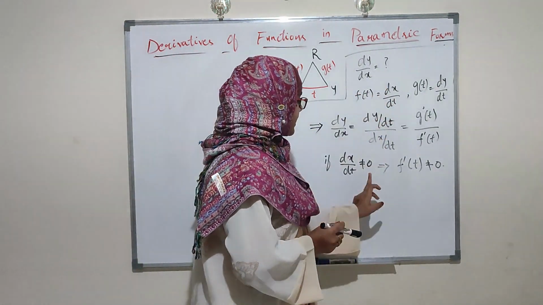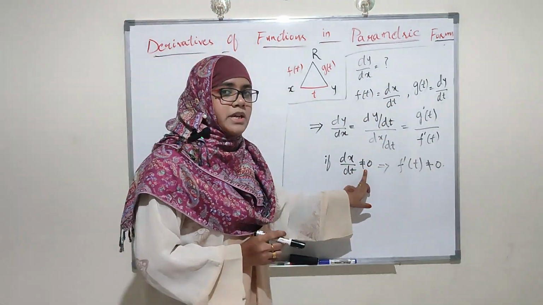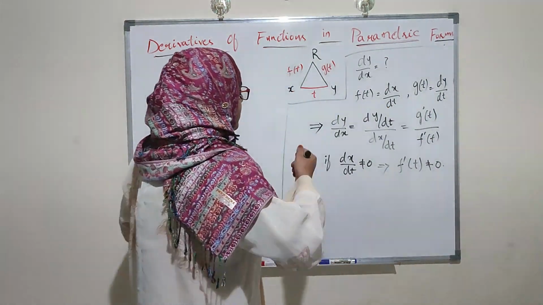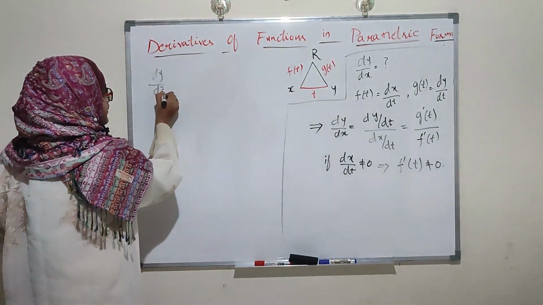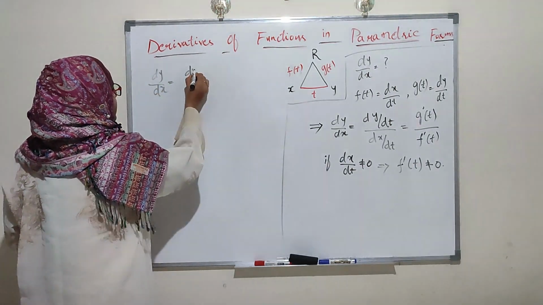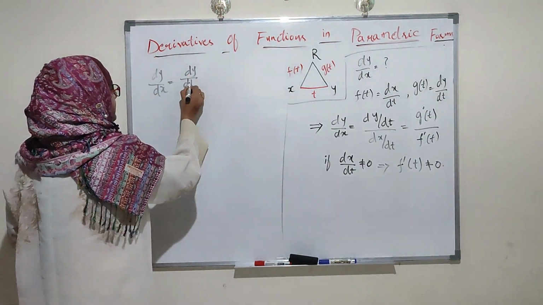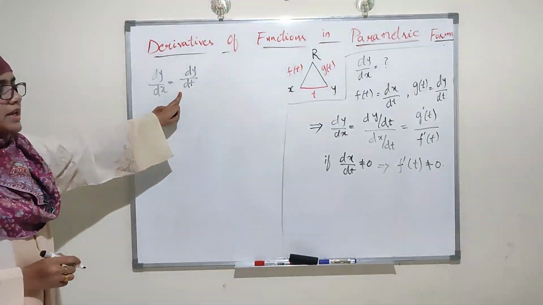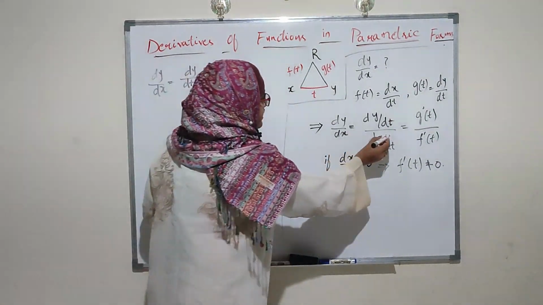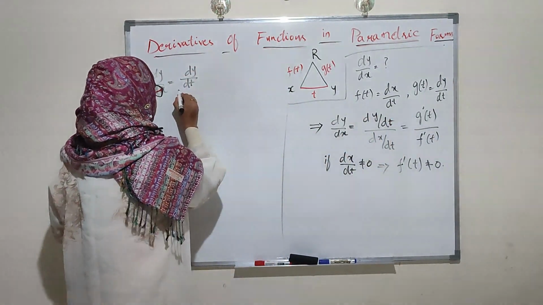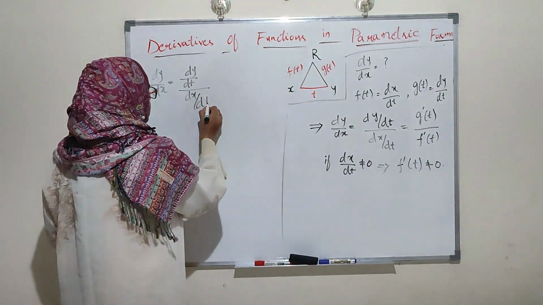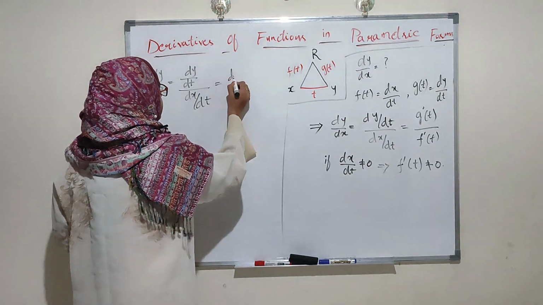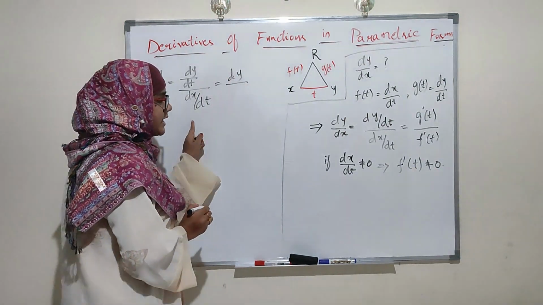Okay. What is the condition? dx by dt should not be equal to 0. If it is not equal to 0, then dy by dx is equal to dy by dt divided by dx by dt, if we take dx by dt in the denominator.